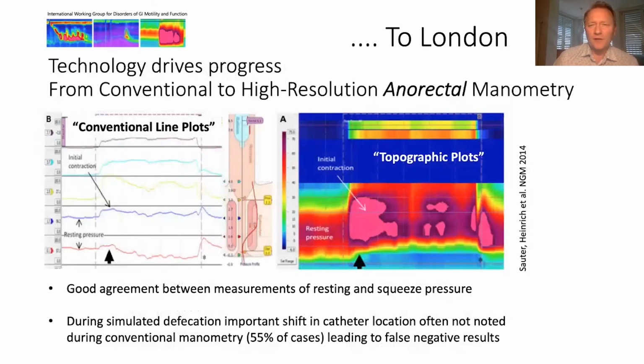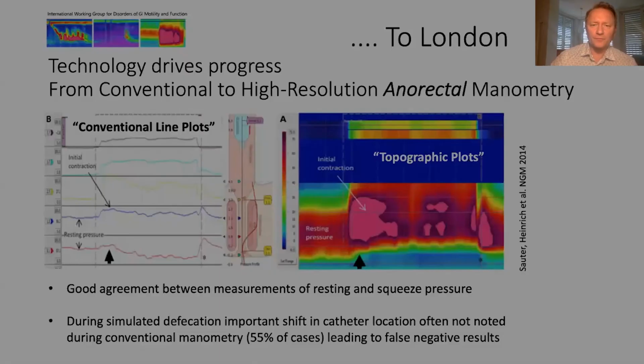Again here, technology drove progress. The ability to visualize anorectal function continually over time, despite the movement of the anorectum with pelvic floor descent and other issues. This really helped us get a clear visualization of what was going on down below. Particularly during defecation, there's often important shifts in catheter location that were not noticed that can easily lead to false negative results.